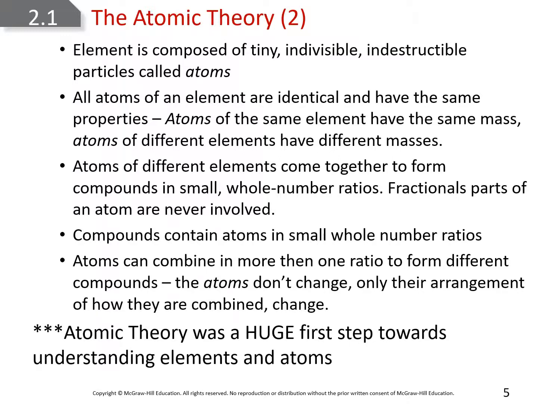Atoms can combine in more than one ratio to form different compounds. So for example, hydrogen can bond with oxygen in water, H2O, in a 2-to-1 ratio. Hydrogen can also bond with chlorine atom in a 1-to-1 ratio of HCl. It doesn't mean the hydrogen changes. It just means it can do different things depending on what it's bonded with. The atomic theory was a huge, huge first step towards understanding everything around us.